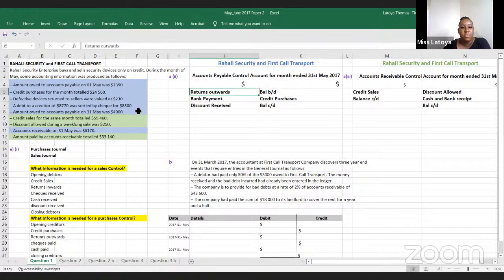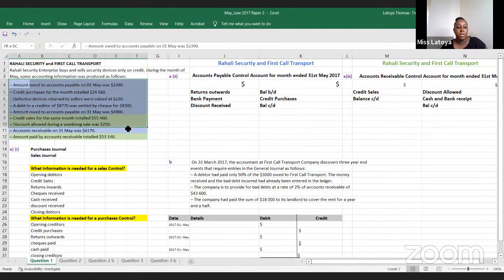Now, the first thing we have here is the balance brought down, and we have the balance brought down figure. Now, I'm referring to the question that we have on the left of me. Hope you all are seeing my screen clearly. I hope it's not too small. Are you all seeing my screen clearly? Is it too small? I hope you all are seeing it clearly.